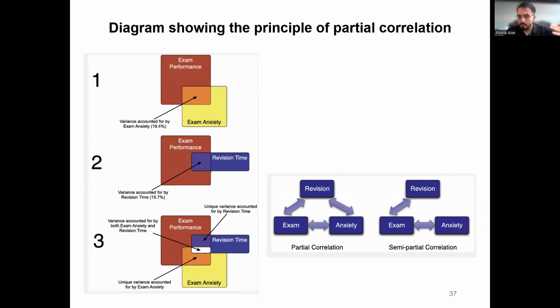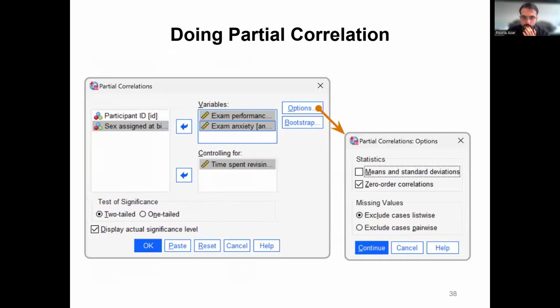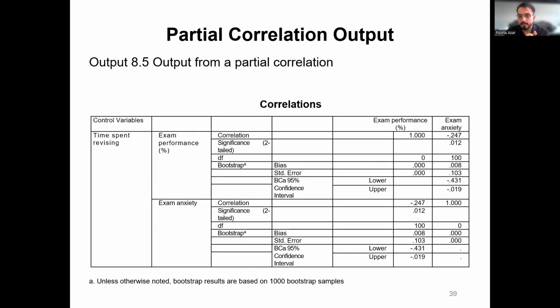But in semi-partial, we are just looking at the relationship between a third variable and one of the main variables. That's called semi-partial correlation. For this class, we don't need to worry about partial correlation and semi-partial correlation. We will just use bivariate correlation analysis. And this is how we can do partial correlation, and this is the output for partial correlation.